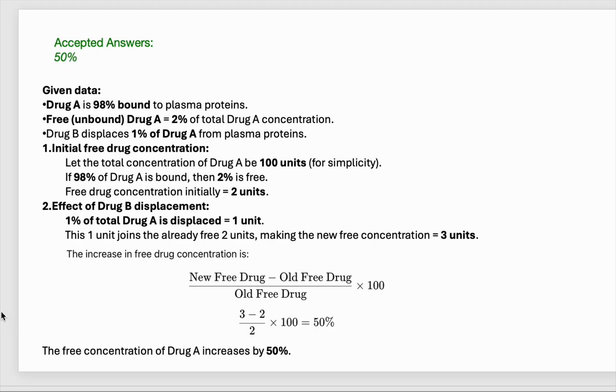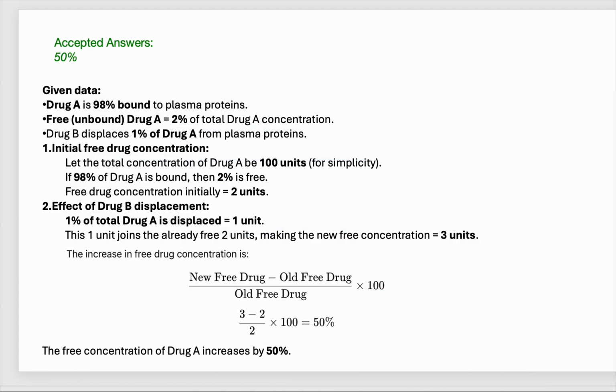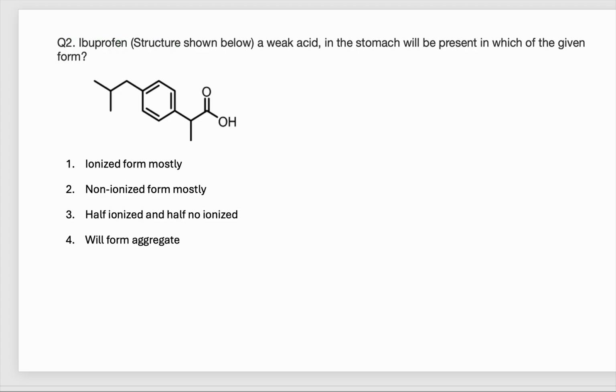Does that make sense? Earlier it was just 2 free drug units, and now you have 3 free drug units. So the increase in free drug unit is half of what it was earlier. It became 75%, earlier it was just 50%. So the increase would be from 50%. Do you understand it? Is this clear now? Okay, thank you. Now let's go to the second question.